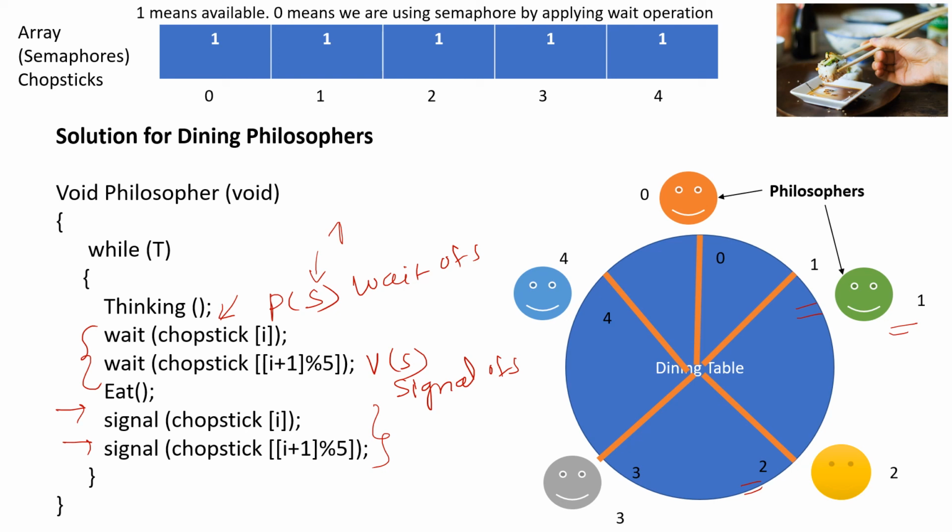The third solution is to use 6 chopsticks and 5 philosophers. The additional chopstick can be used by one of the philosophers, and after eating she will release the chopstick and it will be available for another philosopher. The fourth solution is to allow a philosopher to pick up her chopsticks only if both chopsticks are available. To do this, she must pick up the chopsticks in a critical section.